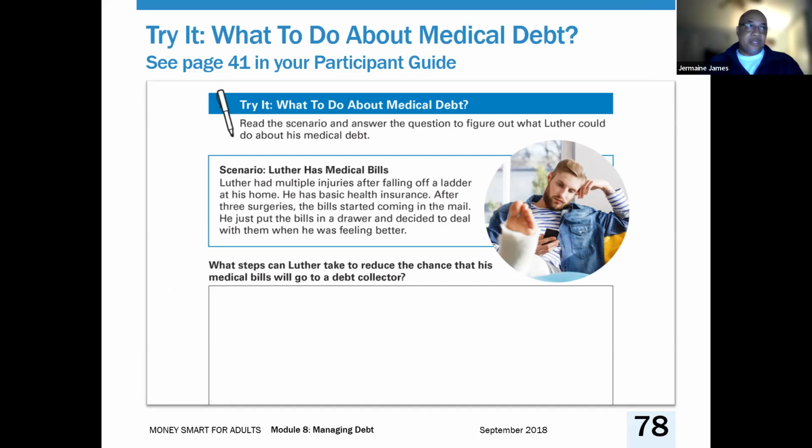Right? So you'll read the scenario and answer the question to figure out what Luther could do about his medical debt, what steps Luther can take to reduce the chance that these medical bills will go into debt collection. It will go to a debt collection agency. If we can avoid that, then we're putting ourselves in a good place.